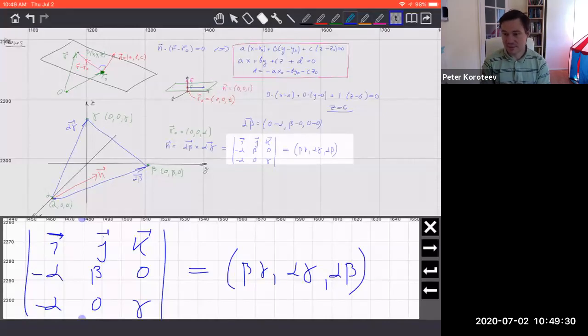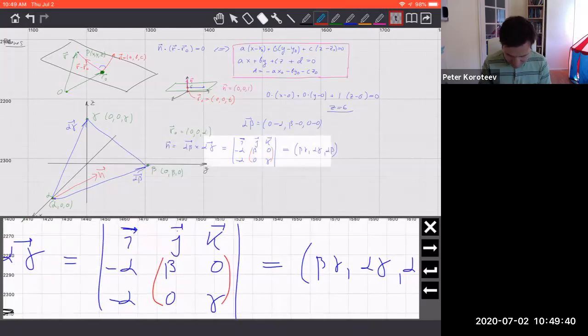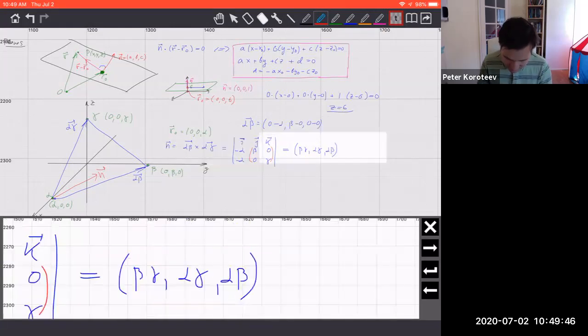Does everybody agree? With I, you calculate this minor, so this is beta gamma. With J, you're calculating, with a minus sign, the minor from the first column and second, and so on. So see, there is some symmetry here, right? In particular, when alpha, beta, and gamma are the same, this plane goes in 45 degrees in some sense, and then all these components are the same.